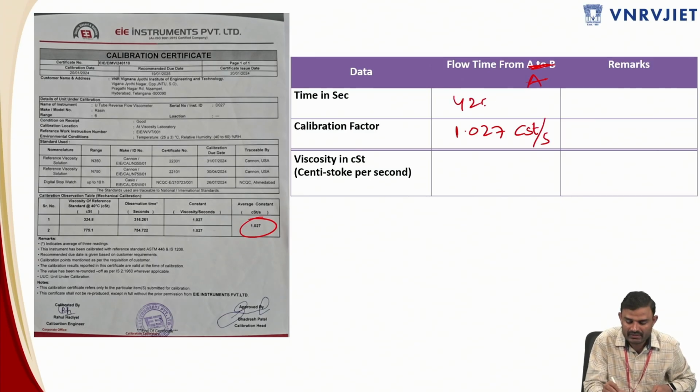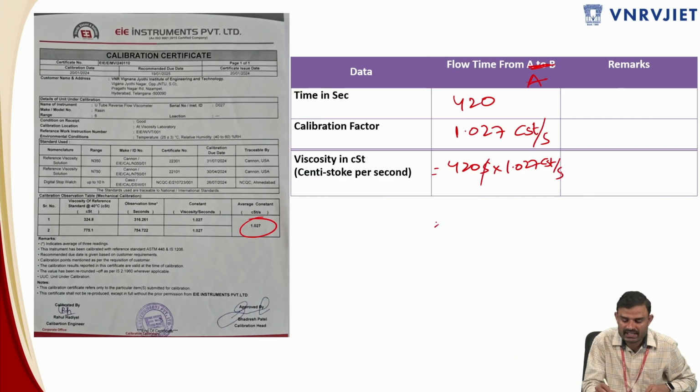In this test that I have conducted, the time taken by the bitumen to travel through the bulb is 420 seconds. So your viscosity is 420 seconds multiplied by 1.027 centistokes per second. The seconds get cancelled, and we get approximately 431.34 centistokes.